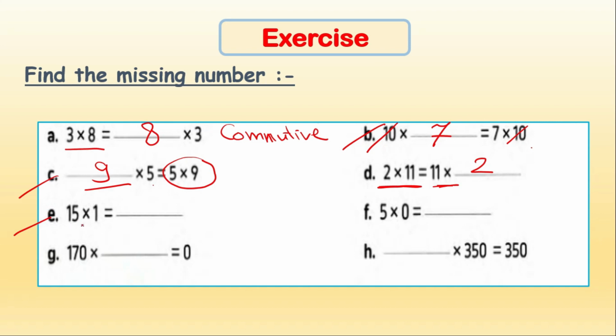E. 15 times 1 equals 15. Okay, let's remember together: identity. Letter F. 5 times 0 equals what? Equals 5 or 0? Equals 0. Zero property. G. 170 times what equals 0? Multiplying by 0 gets 0. The last one: which number times 350 equals 350? Multiplying by 1 gets the same number. Okay, identity property.